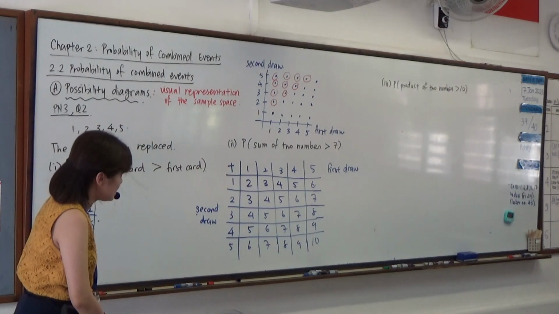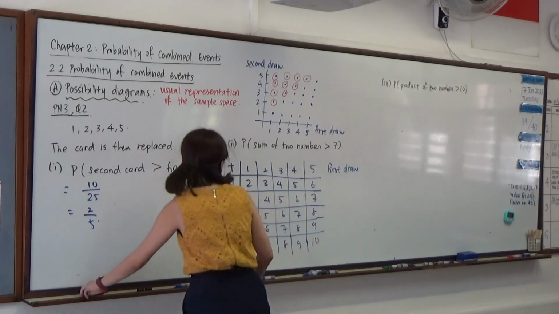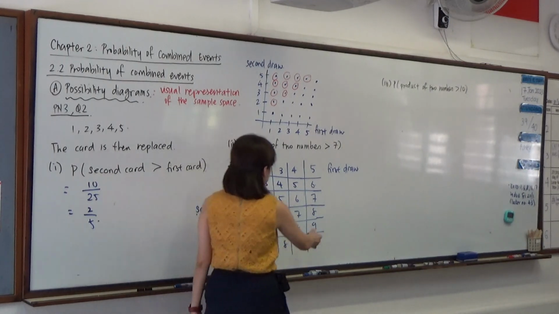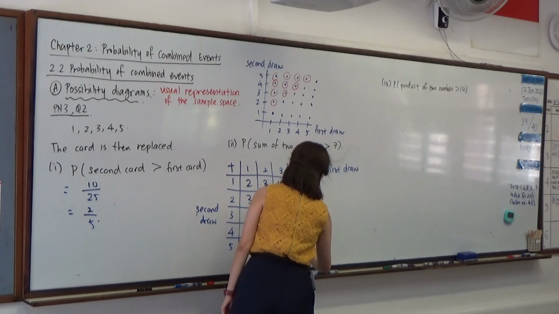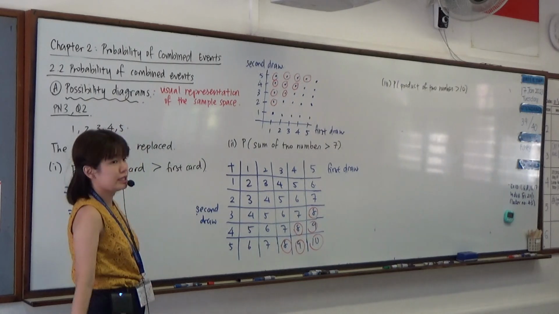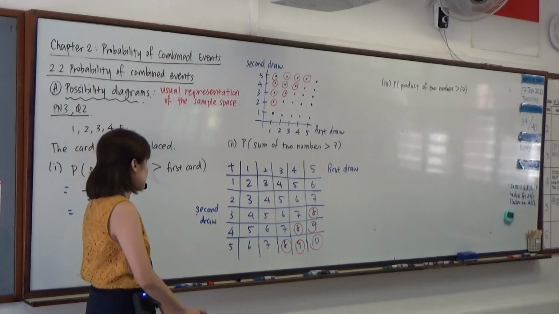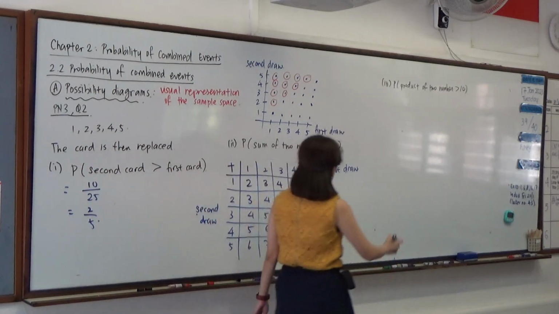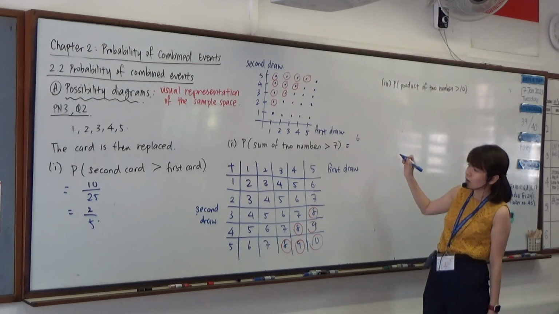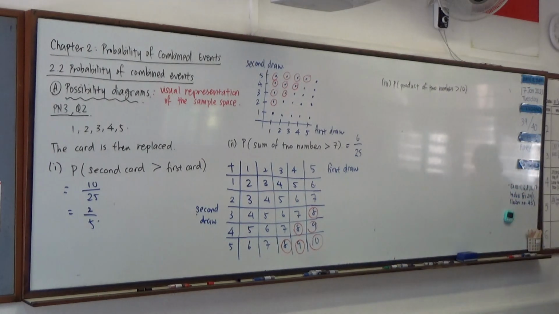Right, so with this possibility diagram, now it's easier. It facilitates our finding of the sum of two numbers that are more than 7. So we go and find what are the numbers that are more than 7. These are the ones. Unfortunately, it takes a lot of effort just to find out what are these 6 numbers. So too bad, we just have to live with this. 6 out of 25. That's simplified already. So that's our answer.